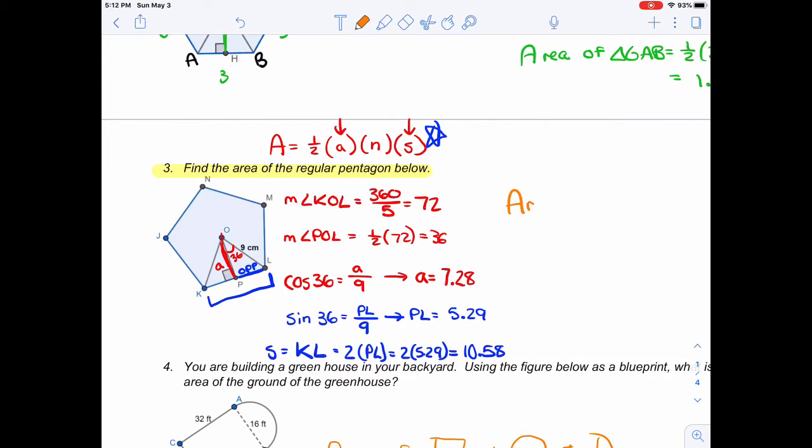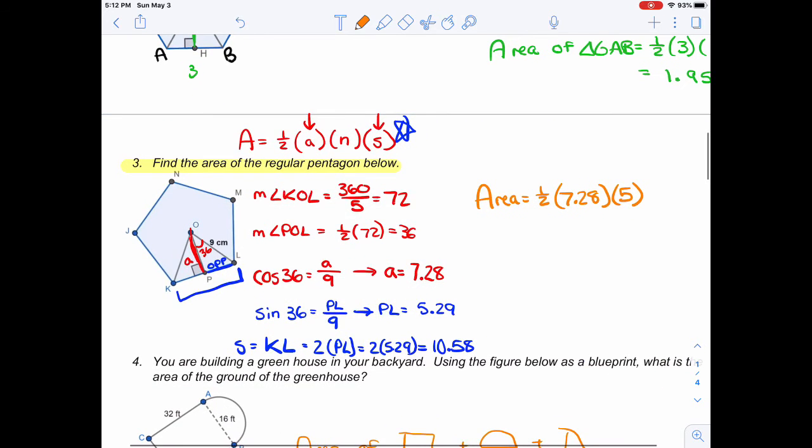So our area will equal 1/2 times our apothem, which we found is 7.28, times our n, which is 5, since we have 5 sides, times our side length, which we just found is 10.58. And when everything is said and done and you enter that in your calculator, we should get 192.556. And then again, make sure you have your units. So in this case, it'll be centimeters squared.